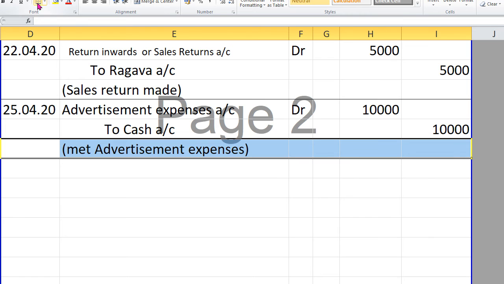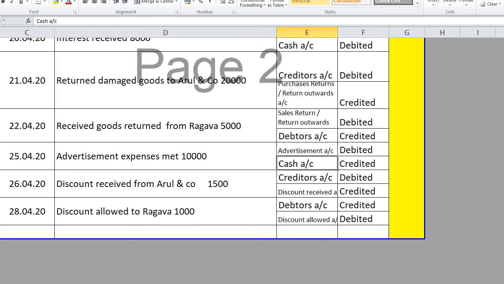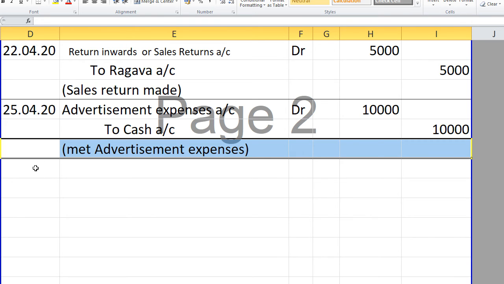Yes, drawn. And the next transaction is 26th: discount received from Arul and Co., 1,500 rupees. So here discount received is a gain for us. It's a kind of income, so it is to be credited. That's the first point. So obviously Arul and Co. is to be debited. That's a point.